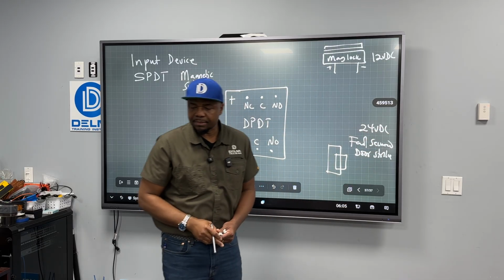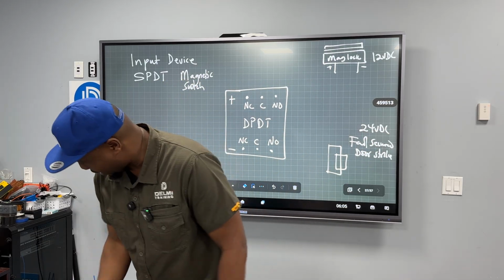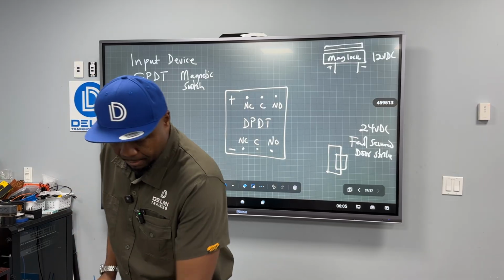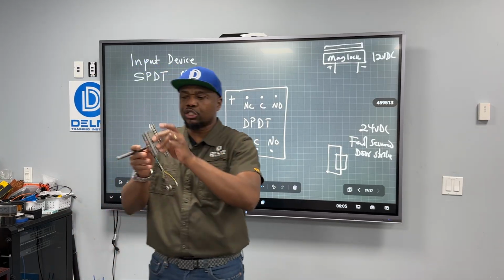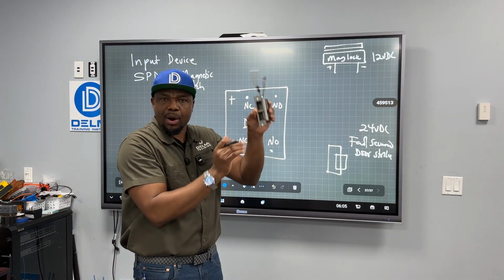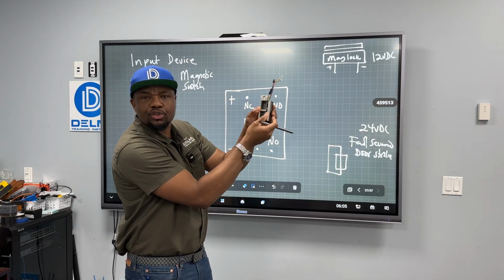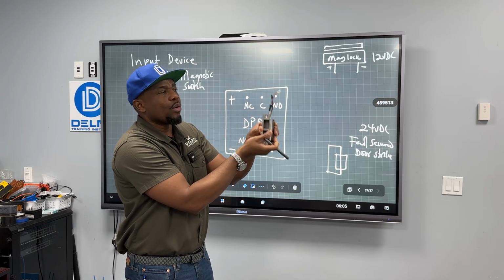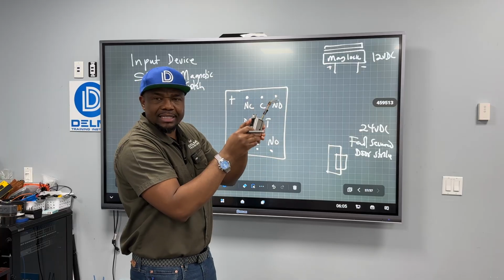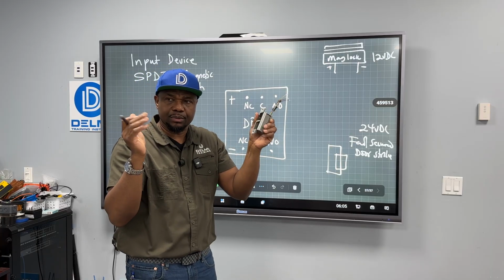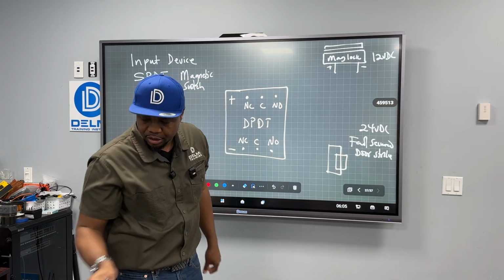Fail secure just means I grab a door strike. A fail secure door strike means with no power connected to it, the strike is locked. When I apply power, this unlocks. That's just all it means. We're going to go in depth in it. So this is a fail secure door strike.